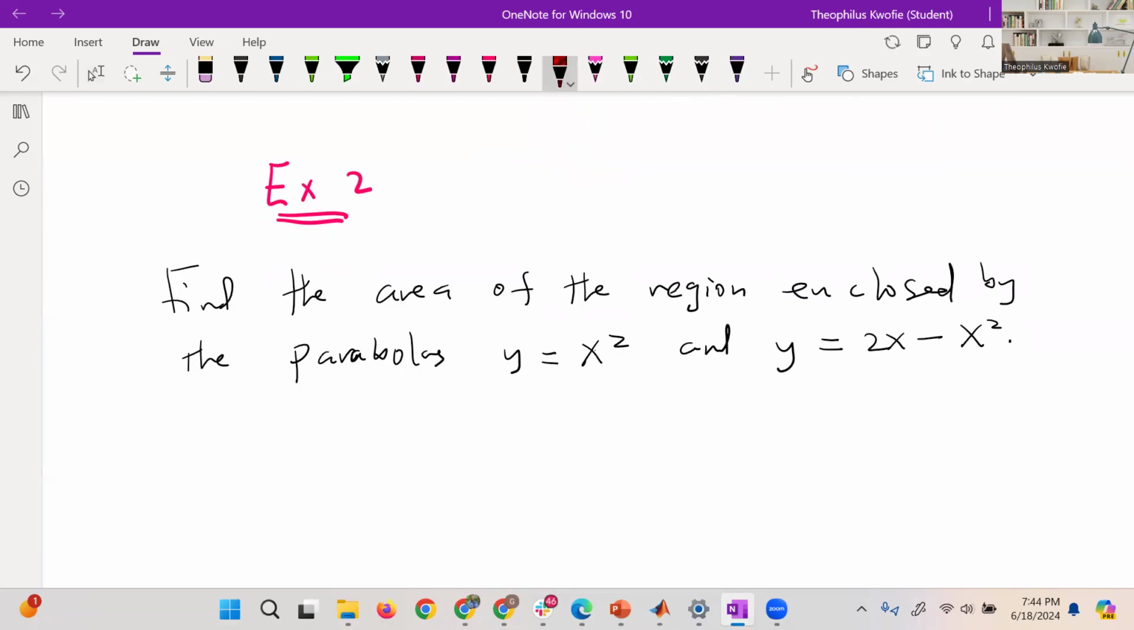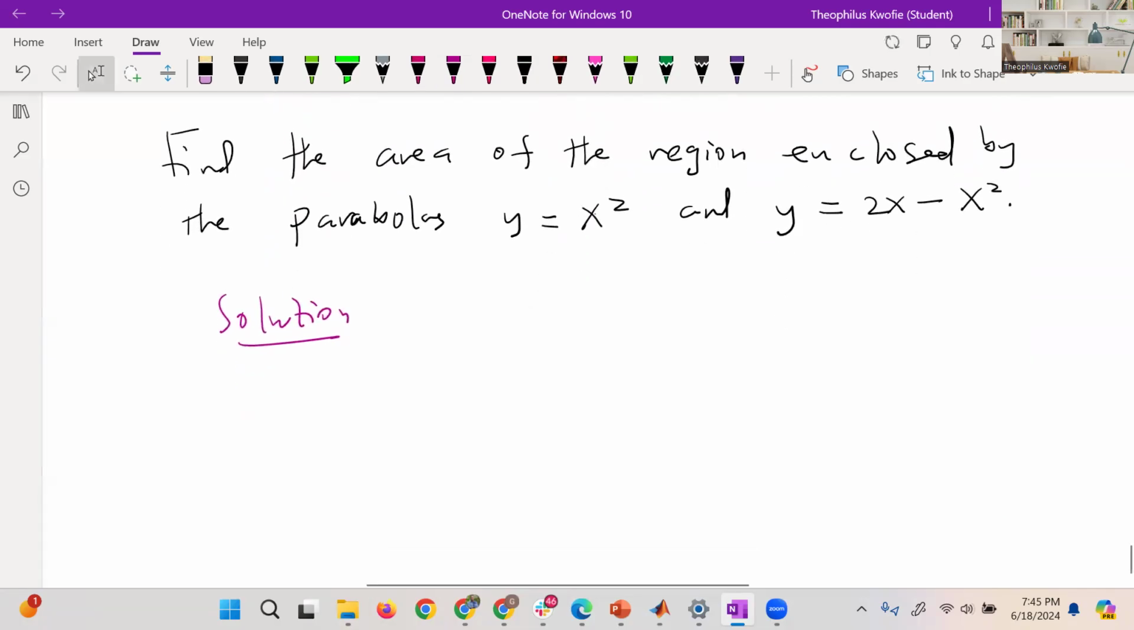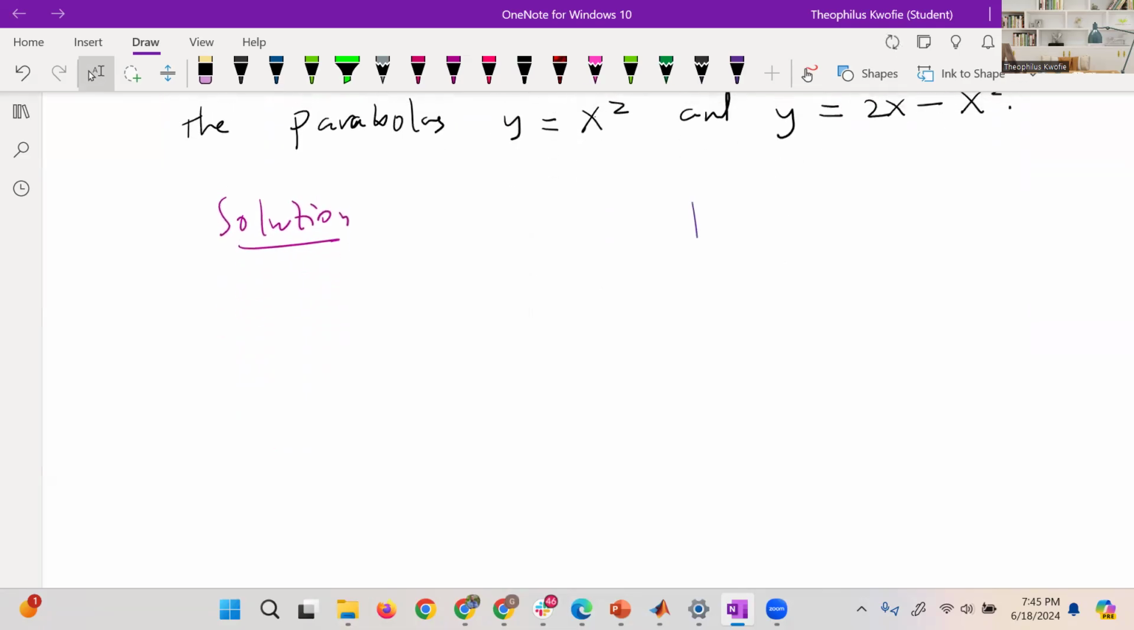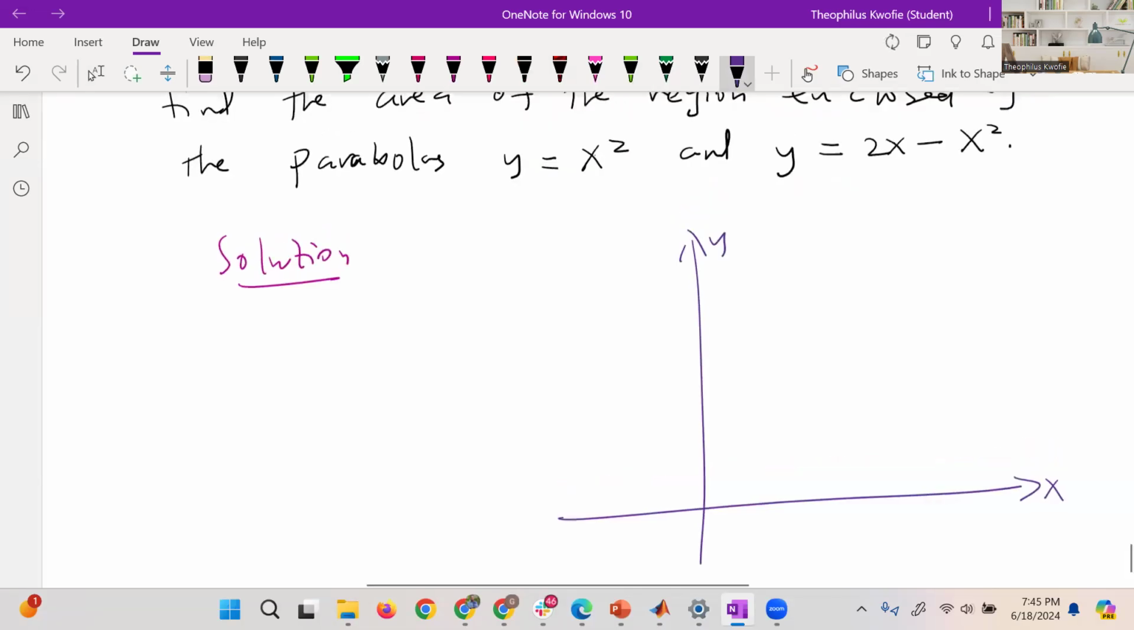So how do we solve this? Let's go to our solution. How do we solve such a problem? As I mentioned, the easiest way to solve this is to graph it. When you graph it, you have a complete picture of what you are doing. So in our XY plane, let's do our graphing.